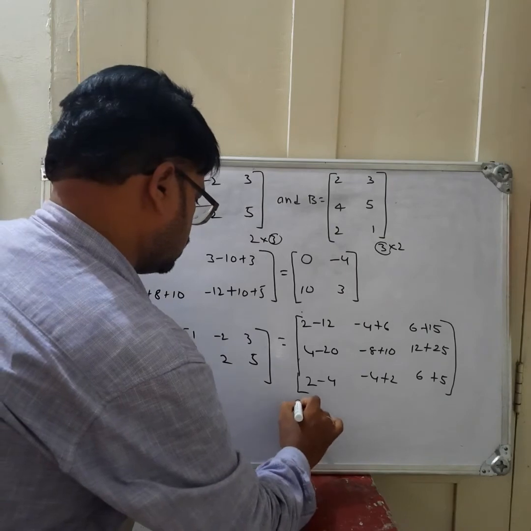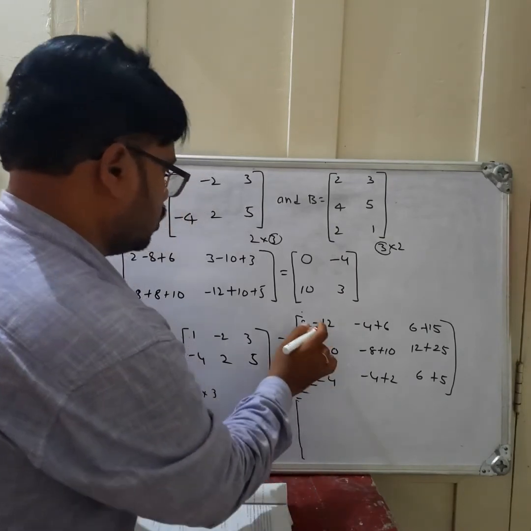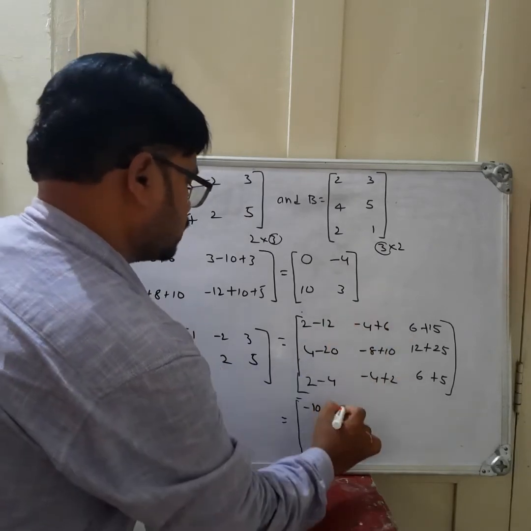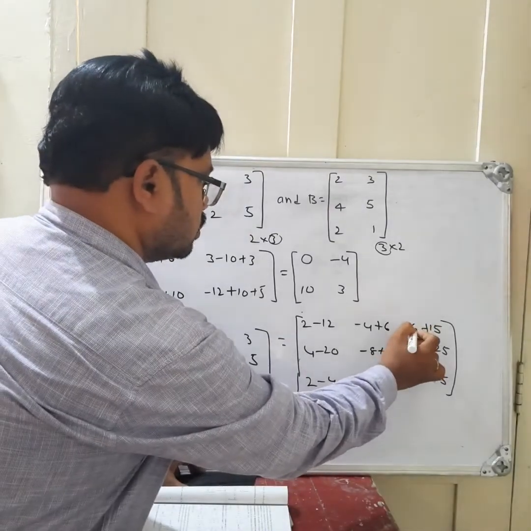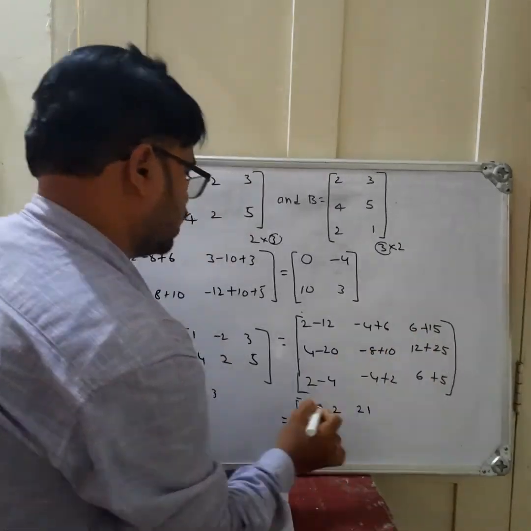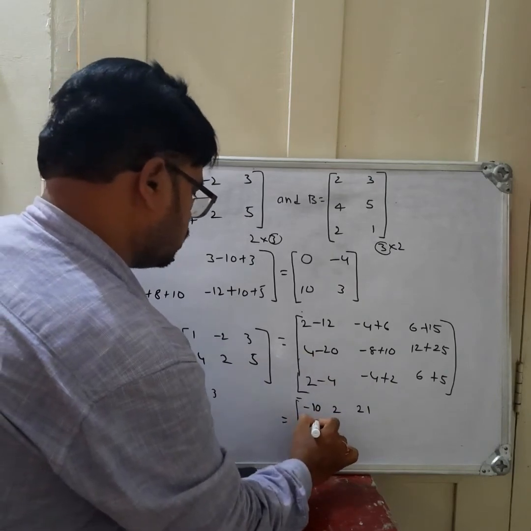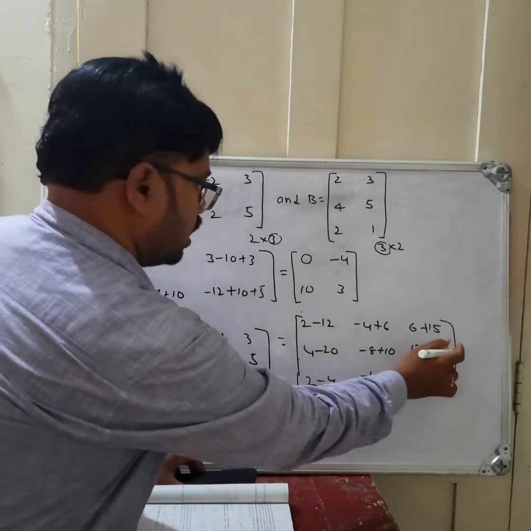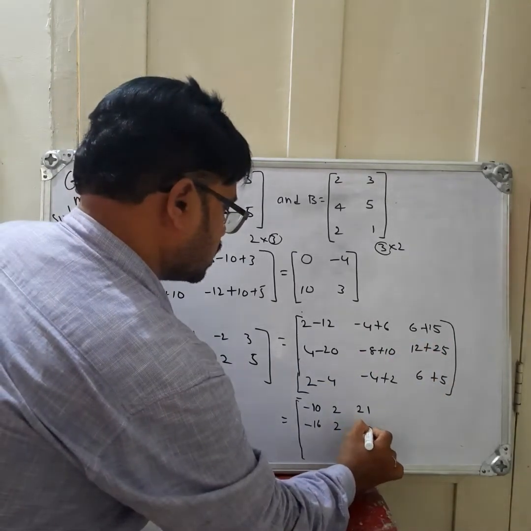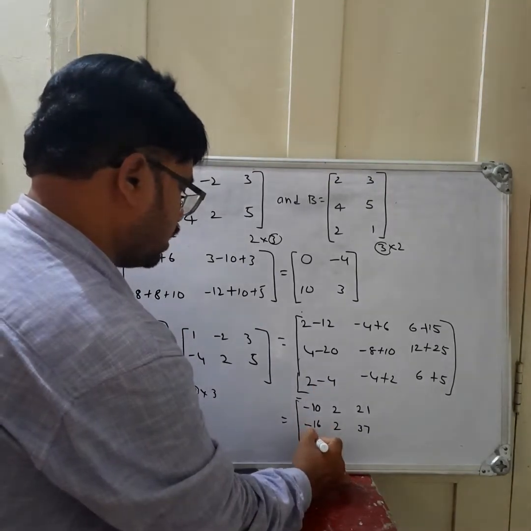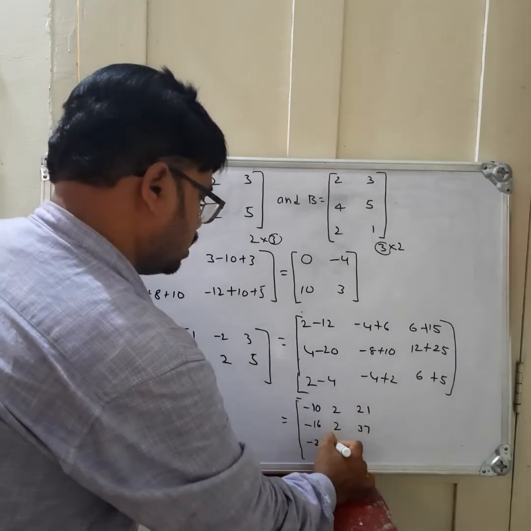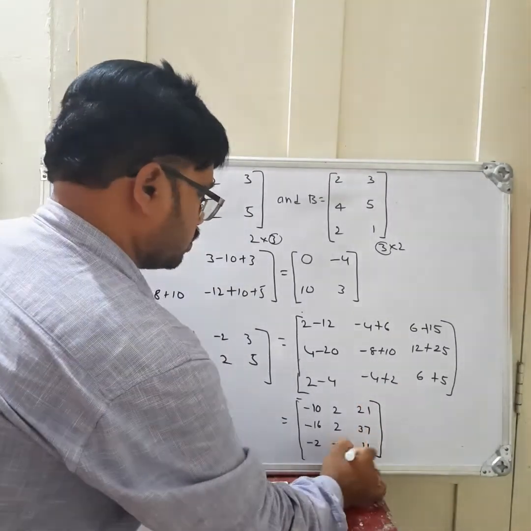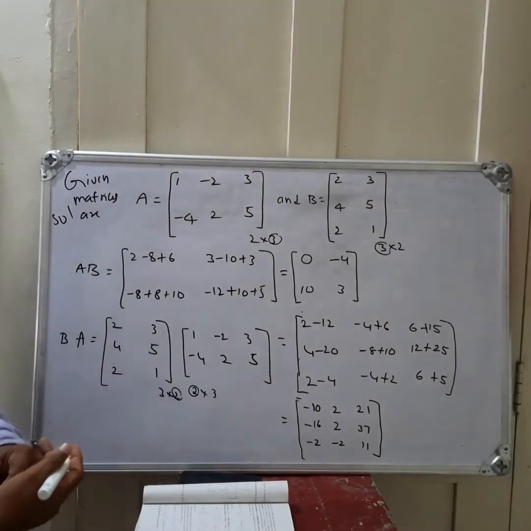Now see the resultant values here. 2 minus 12, the value is minus 10. 6 minus 4, the value is 2. And 6 plus 15, this value is 21. 4 minus 20, the value is minus 16. Minus 8 plus 10, the value is 2. And 25 plus 12, the value is 37. And 2 minus 4, the value is minus 2. And minus 4 plus 2, the value is minus 2. And 6 plus 5, this is 11. This is the required BA matrix.